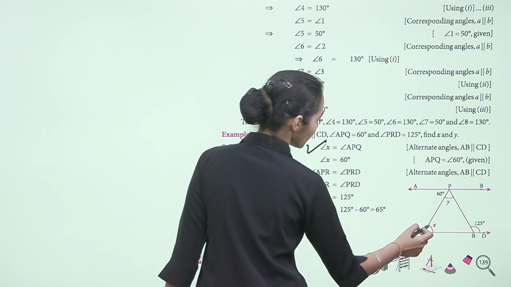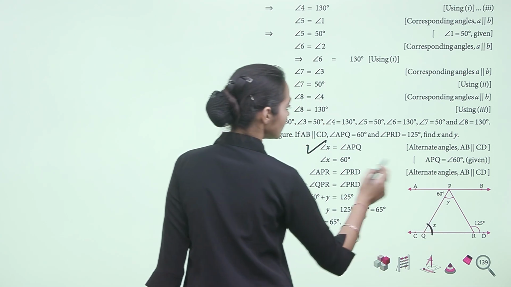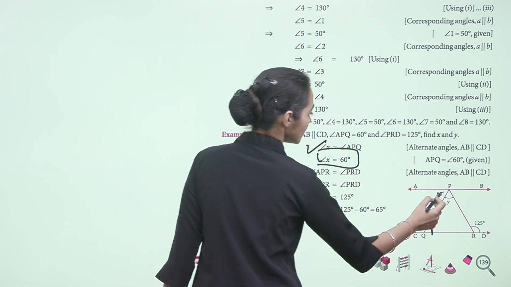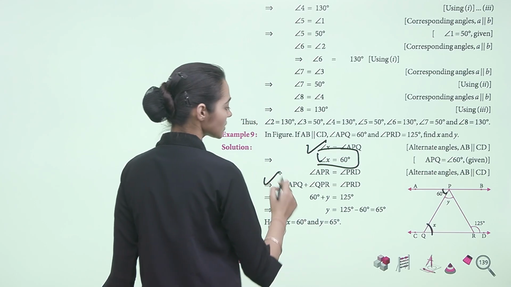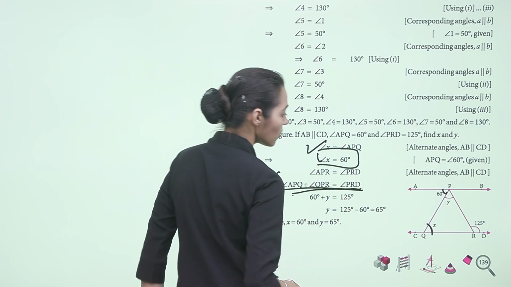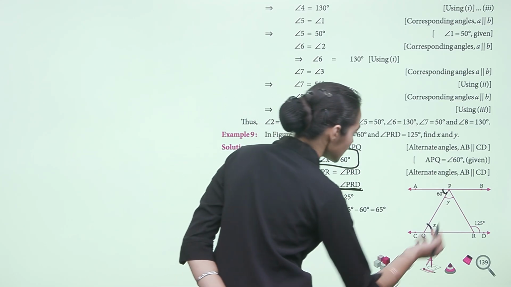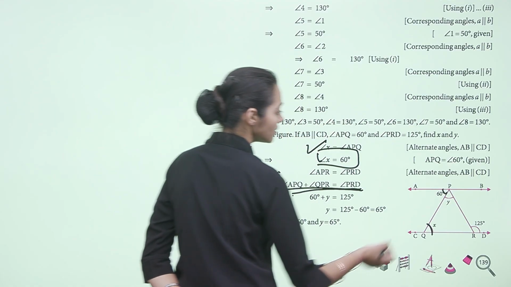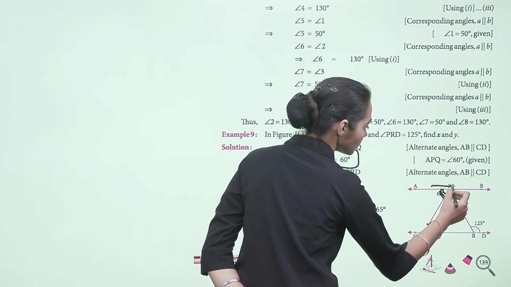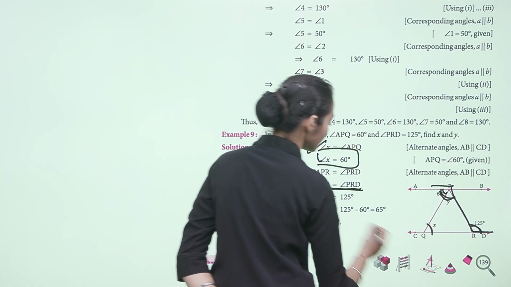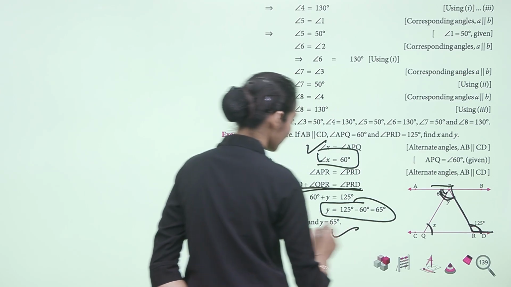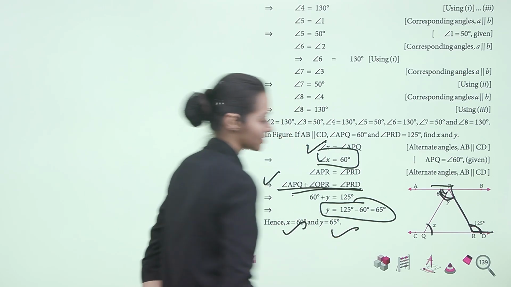So here angle X is what? Alternate interior angle. That is equal to 60 degree. And in the next one here we know that they are forming a what? They are forming a linear pair, that is 60 plus Y. That whole is equal to our what? Alternate angles, that is equal to Y is equal to 65 degree and X is equal to 60 degree.